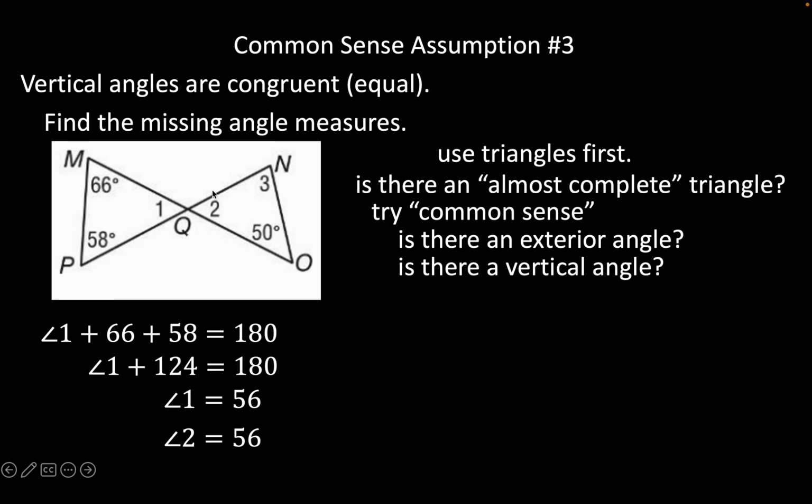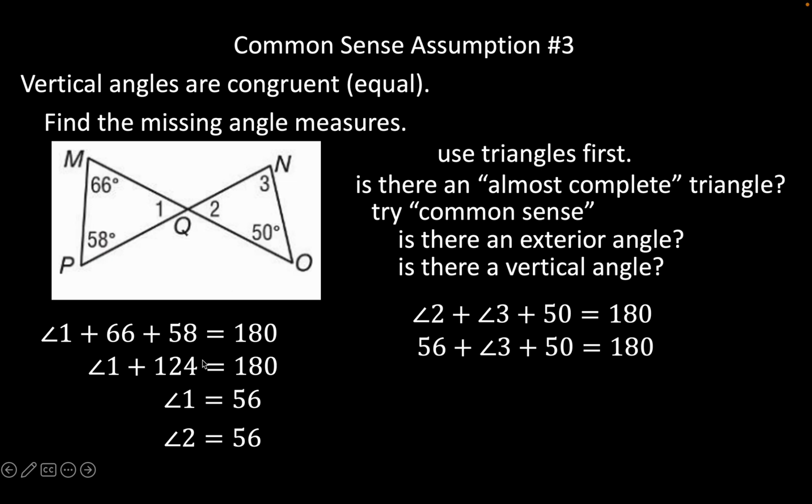Once I know that angle 2 is 56 degrees, I now have two angles in the triangle that I can say this plus that equals 180. Again, angle 2 is 56, which means now I do the algebra the same way to find out that angle 3 is 74 degrees. It's not a tough situation, but you do have to make sure you're paying attention.